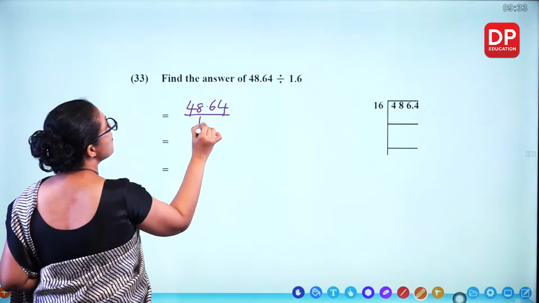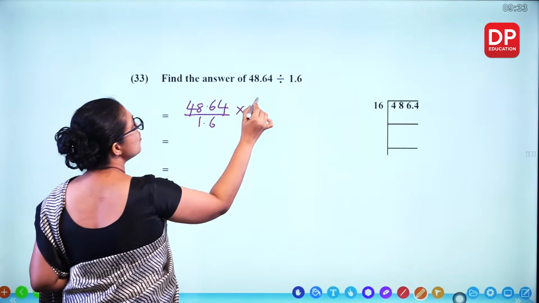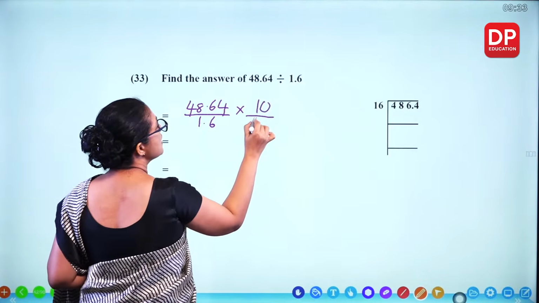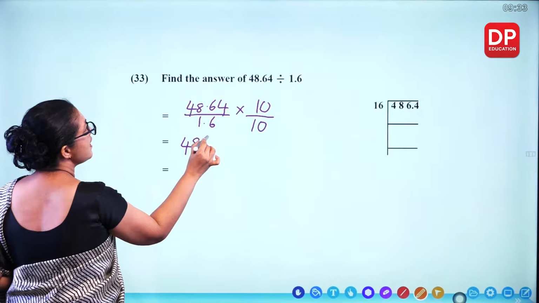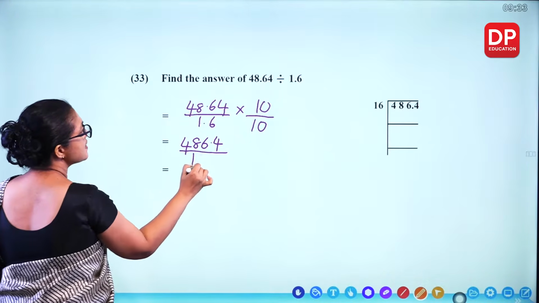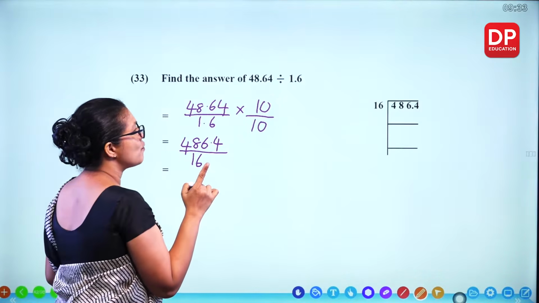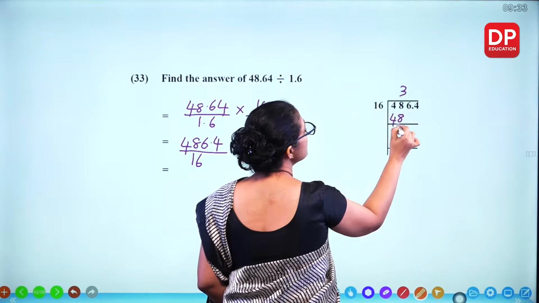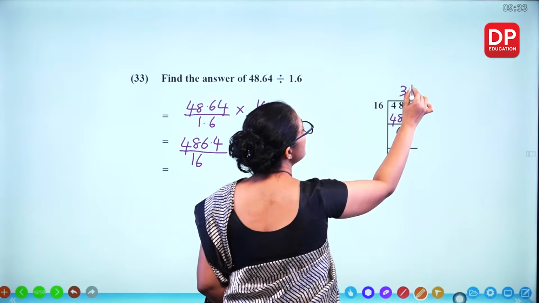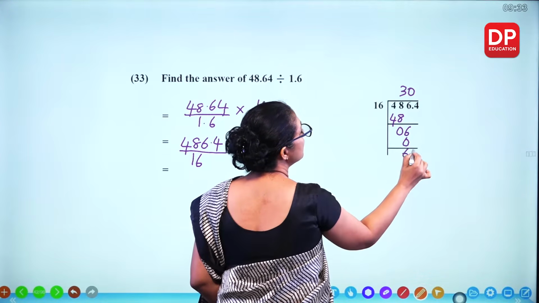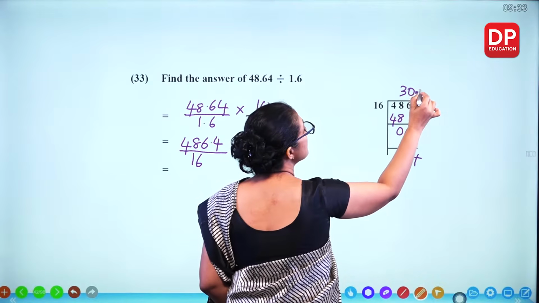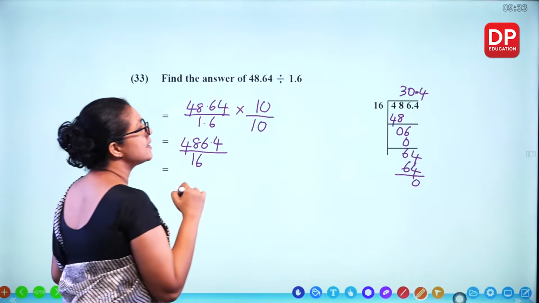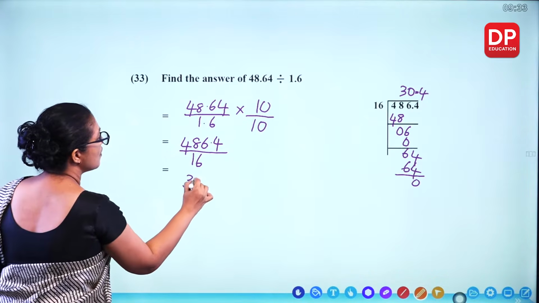48.64 divided by 1.6. You have to get rid of the decimal in the denominator. Multiply by 10. 486.4 divided by 16. 16 times 3, 48. And 6 remaining. So here, nothing there. For 64, that's 4. So what's the answer? 30.4.